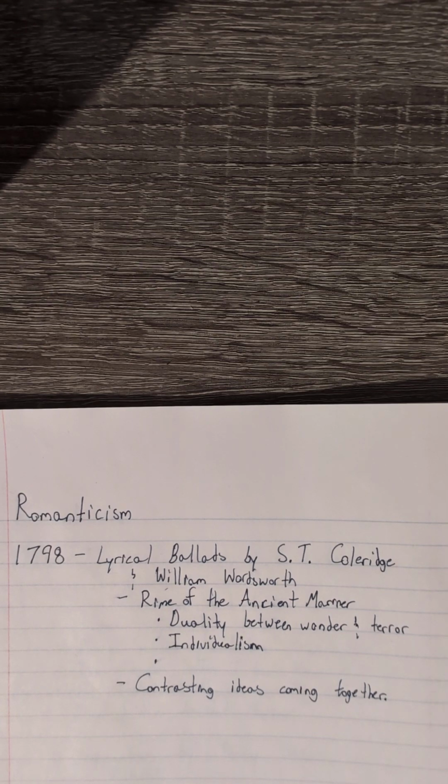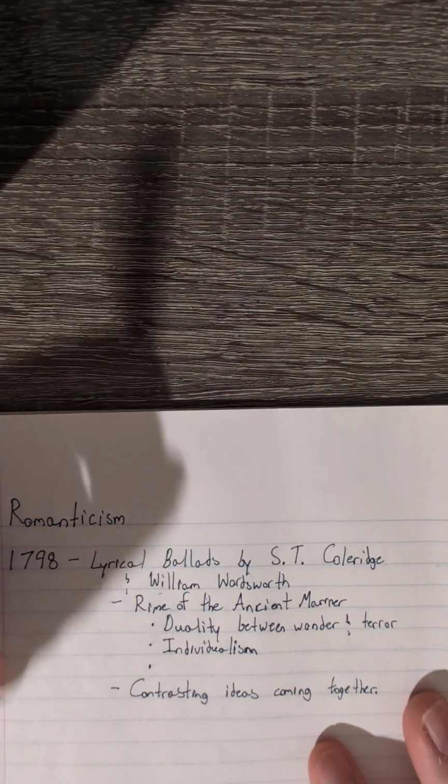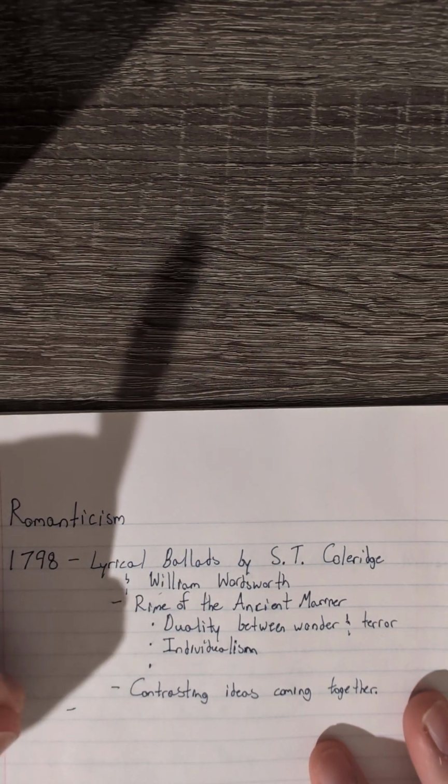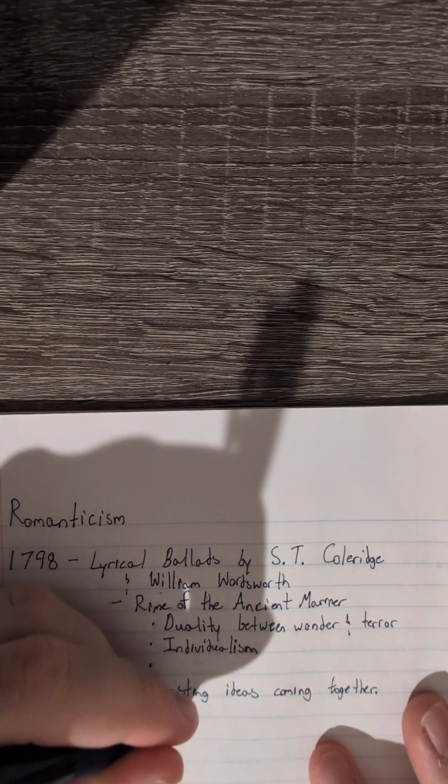And then also during the Romanticist era, another big one would be Mary Shelley's Frankenstein. So you get this one, 1818. So Mary Shelley's Frankenstein.